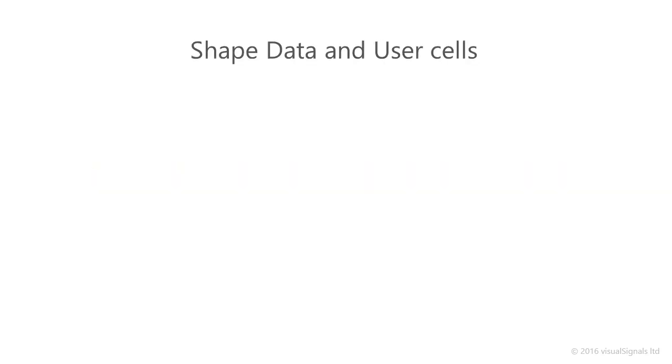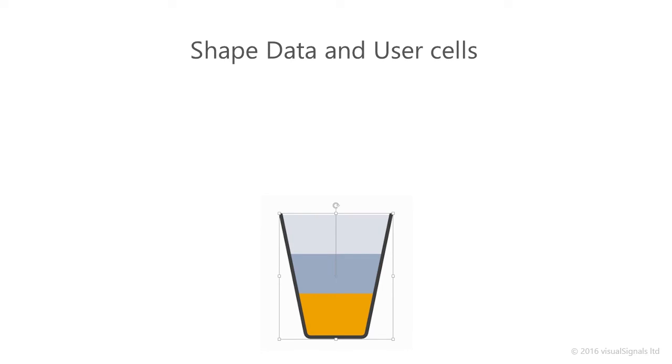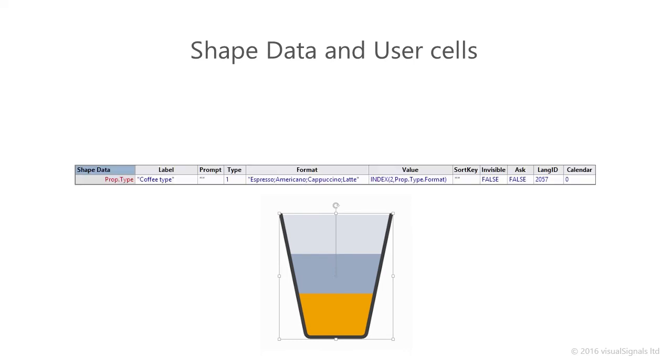So let's have a look at an example of using the two sections together. Here's a coffee shape. It's a group shape containing three child shapes, one to represent the coffee, one for the milk, and one for the foam. A shape data row defines the type of coffee and uses a fixed list data type. The items for the list are set in the format cell, and whenever the user changes the value via the shape data window, Visio pushes a formula with an index function into the value cell, selecting one of the values in the list.